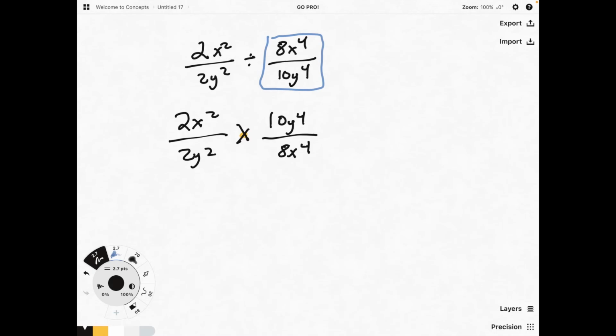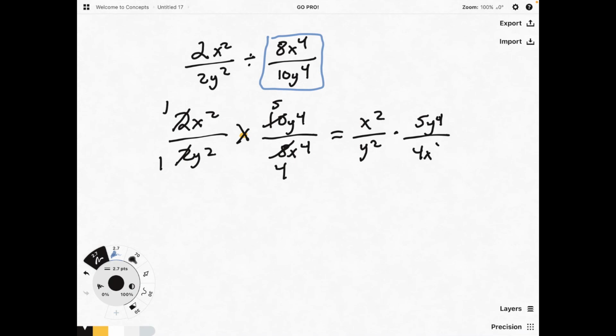What we see right now already is the 2 can be divided by the 2. We do 2 divided by 2, we're going to get 1. 2 divided by 2, we're going to get 1. If we do 10 divided by 2, we're going to get 5, because we could do 8 divided by 2, which is going to give us 4. All we're trying to do right now is simplify, and that's why we have divided all of these numbers out. So if we rewrite this so it looks a little better, we have x squared over y squared multiplied by 5y to the fourth over 4x to the fourth.